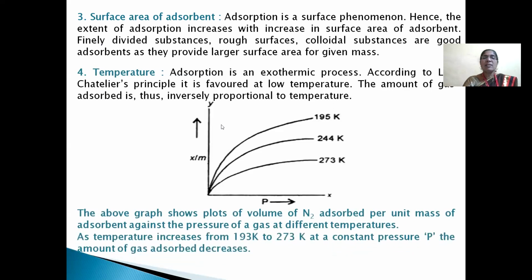Why? Because when we plot the graph, on the x-axis pressure is given. On the y-axis, we use the volume of nitrogen gas adsorbed per unit mass of adsorbent at different temperatures, 193 Kelvin to 273 Kelvin. As the temperature increases from 193 Kelvin to 273 Kelvin at constant pressure P, the amount of gas adsorbed decreases.